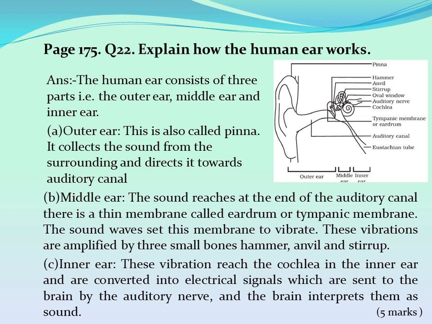B. Middle ear. The sound reaches the end of the auditory canal. There is a thin membrane called the eardrum or tympanic membrane. The sound wave sets this membrane to vibrate. These vibrations are amplified by three small bones: hammer, anvil and stirrup. C. Inner ear. These vibrations reach the cochlea in the inner ear and are converted into electrical signals which are sent to the brain by the auditory nerve, and the brain interprets them as sound.